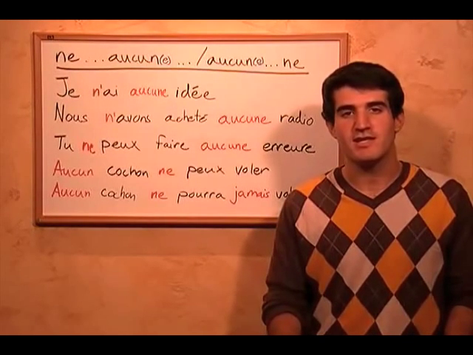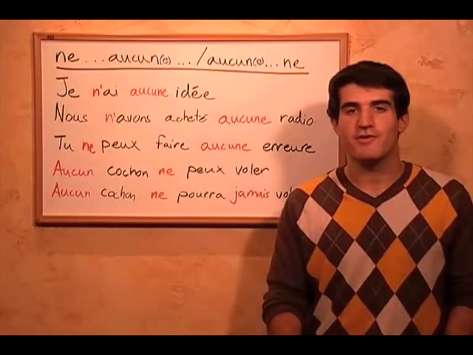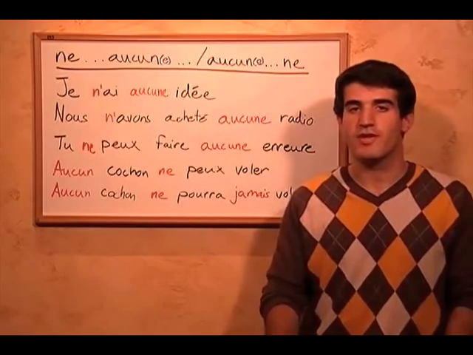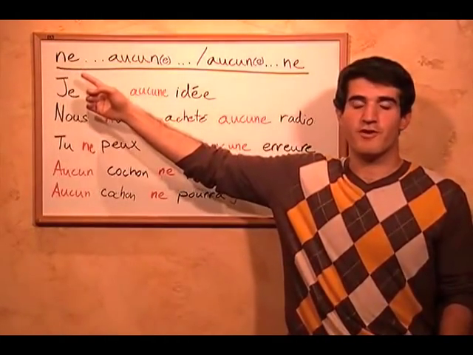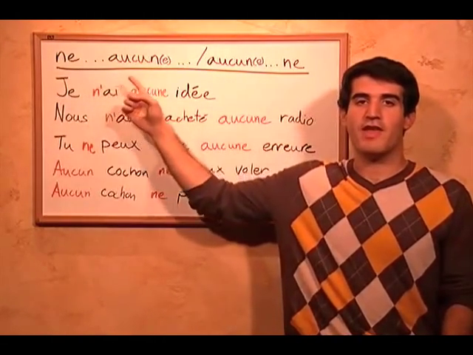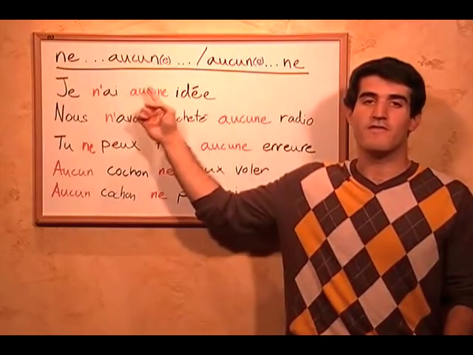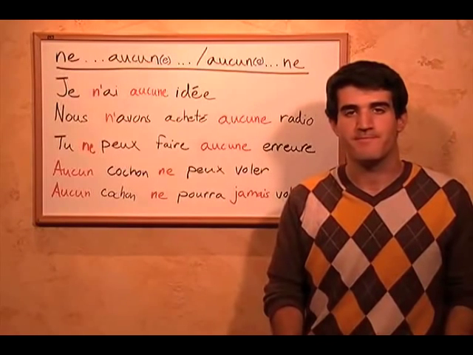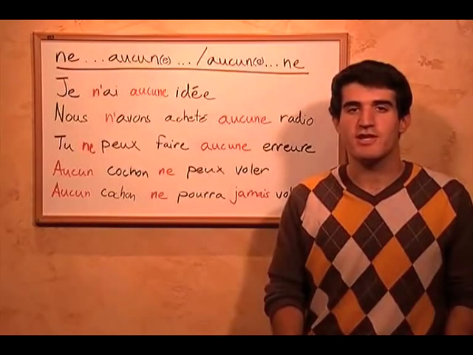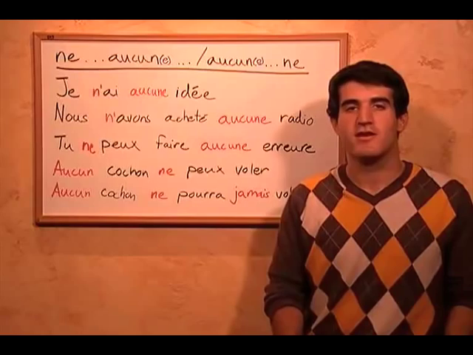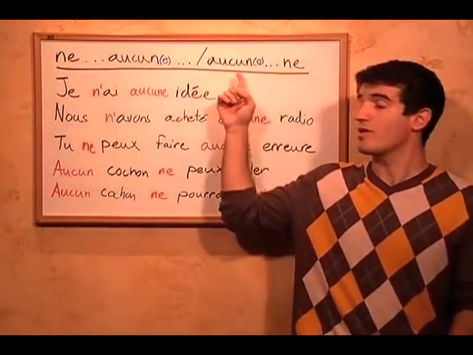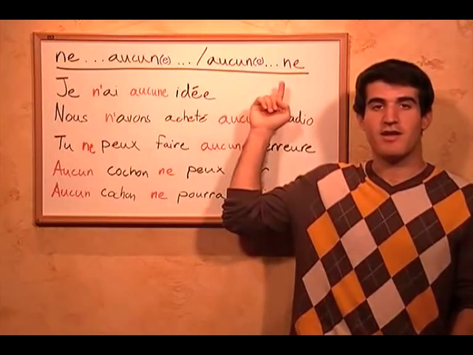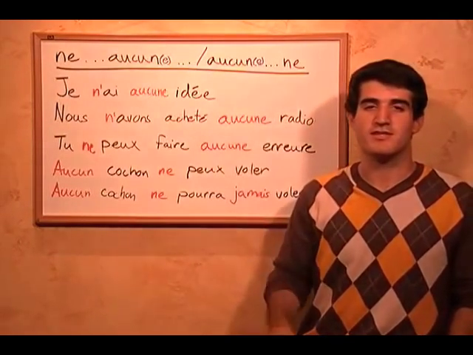If we use it in a sentence, we can use it after a verb with ne. So we get ne before the verb, then the verb, and then aucun or aucune, followed by the object that we have nothing of. We can also use it as the subject of the sentence, which gives aucun or aucune, followed by the subject, and then ne and the rest of the sentence.